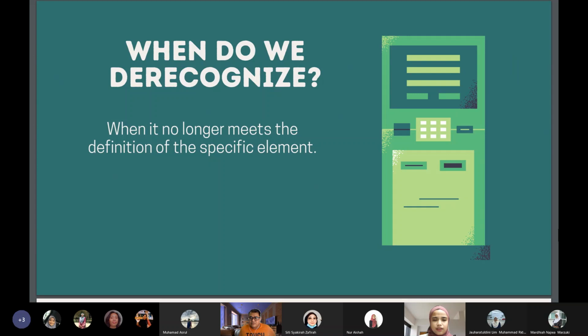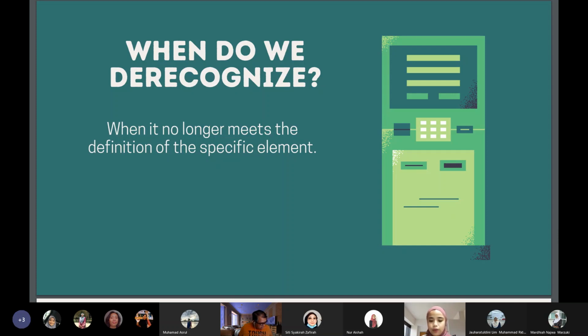Next. Okay, so accounting normally, when do we de-recognize? When it no longer meets the definition of the specific element. Accounting normally says goodbye to an element of the financial statements when the element no longer meets the definition of the element. For example, you have lost control of your asset because you have sold it, or you have already paid your liability and no longer have a present obligation. Then you have to de-recognize.